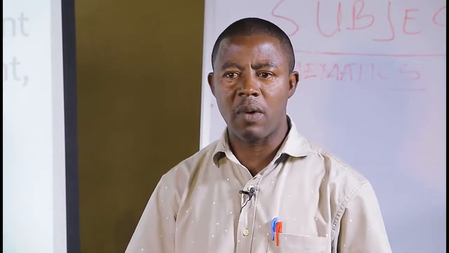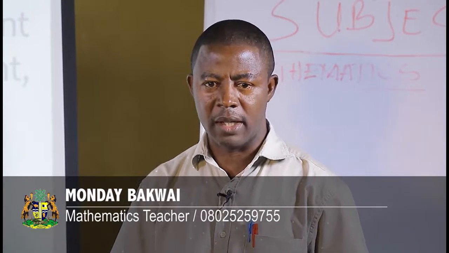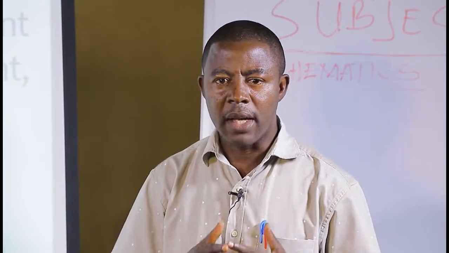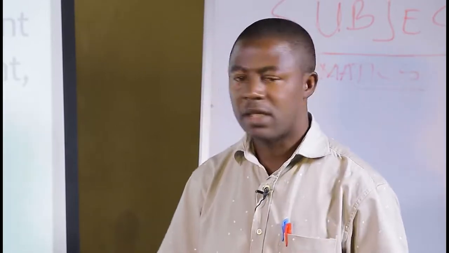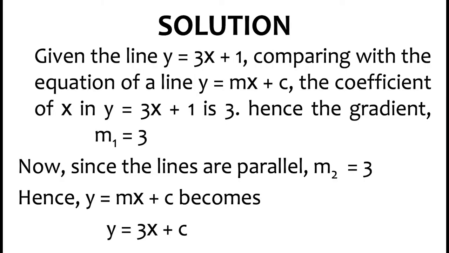Now, if you compare y = 3x + 1 with y = mx + c, it is clear that my gradient is 3. Gradient naturally is the coefficient of x. So the coefficient of x in y = 3x + 1 is 3, and that gives the gradient of the line. So our m1 will be equal to 3.